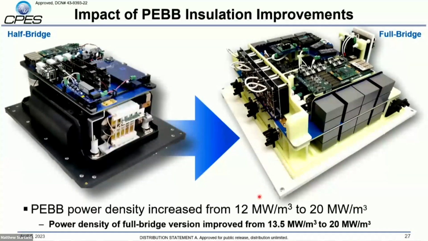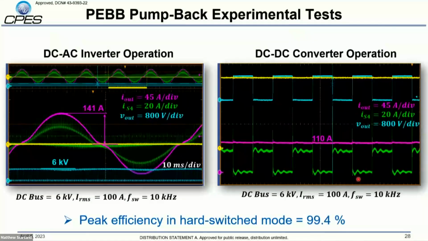So the power density, we were able to go from about 12 megawatts per cubic meter to 20 megawatts per cubic meter, which was about a 50% increase. We operated the converter. So far, we went to about 660 watts. We have a peak efficiency of 99.4%, and we've operated it in both DC-AC and DC-DC mode.